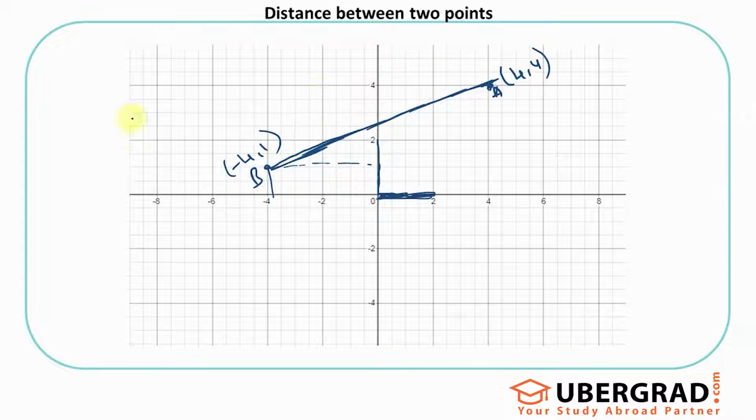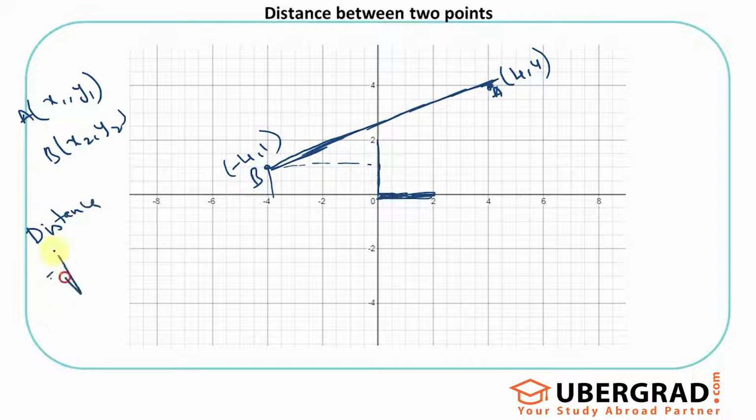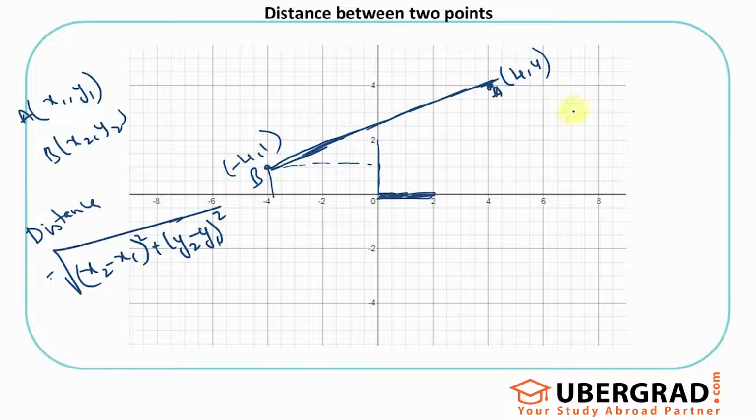So the distance formula between any 2 points: let's call point A (x1, y1) and point B (x2, y2). These are the coordinates of point A and point B. The distance between AB is calculated by this formula: the square root of (x2 minus x1) whole square plus (y2 minus y1) whole square. That's how I find the distance.